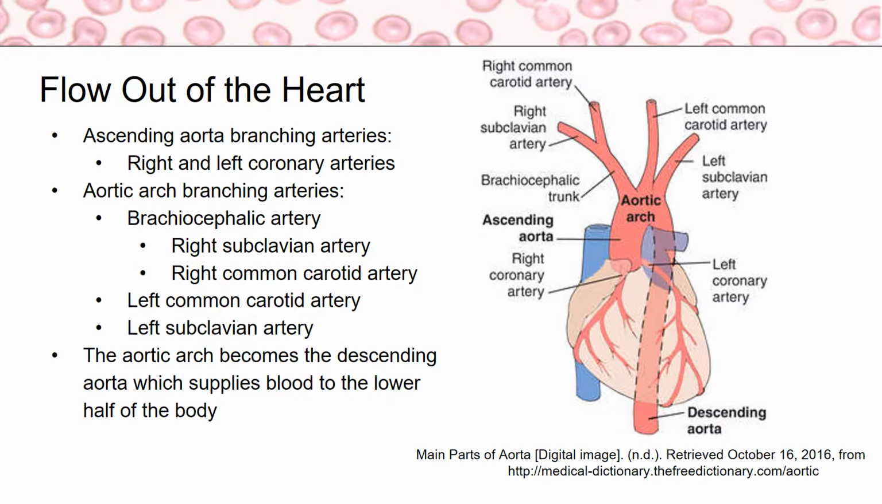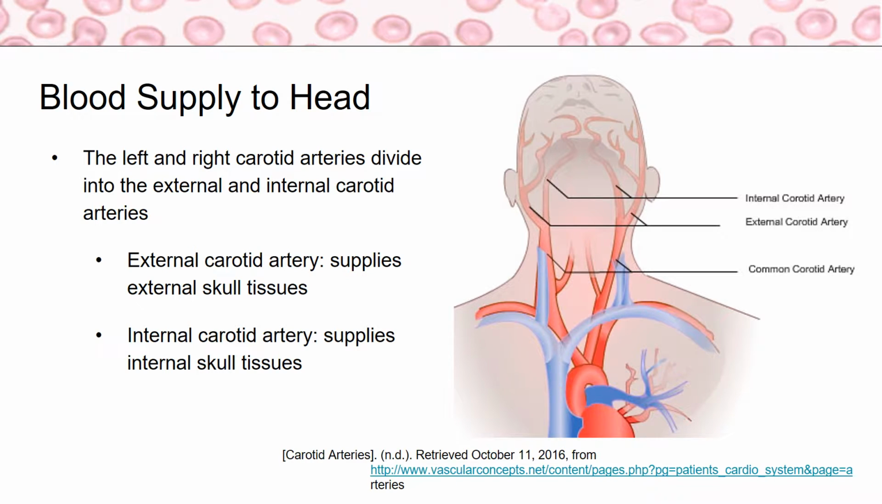If you continue on through the curve of the aortic arch, you reach the descending aorta, but we will first talk about blood supply to the head. So this has to do with the carotid arteries, as we mentioned. The right and the left carotid arteries branch into the external and internal carotid arteries, which supply external and internal skull tissues respectively, and this is responsible for getting blood and oxygen to the brain.